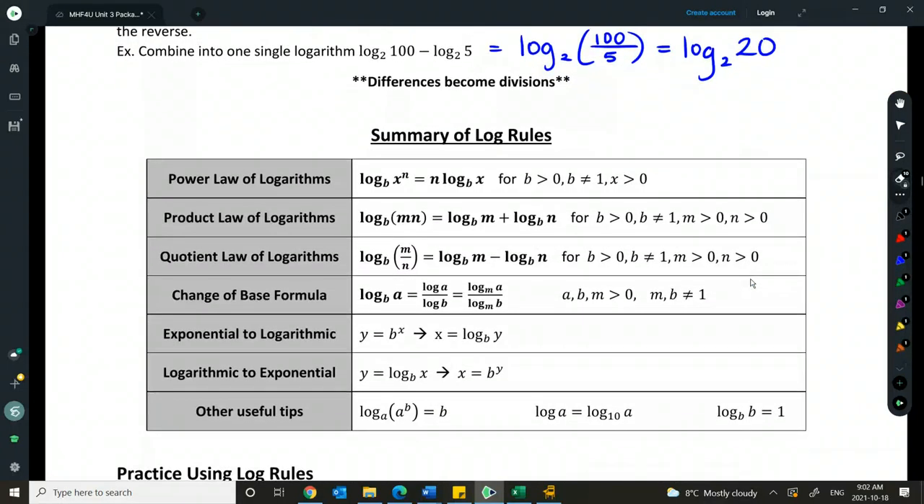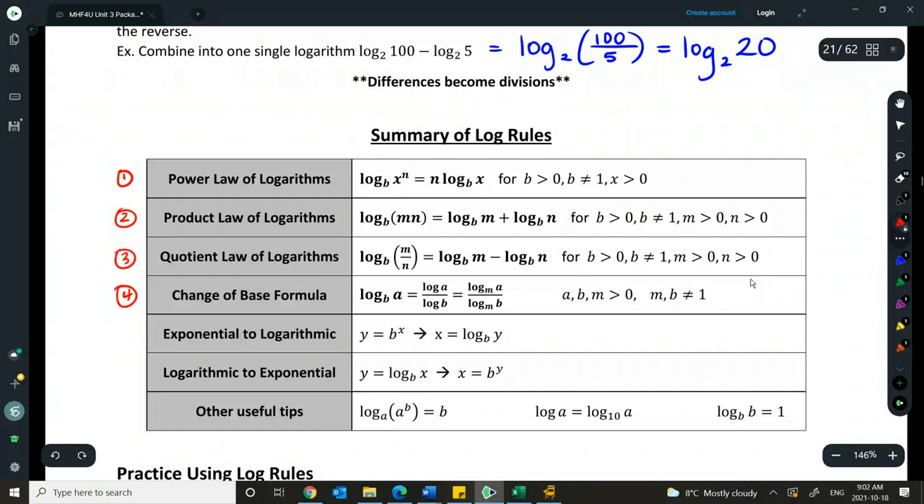All right, so here is kind of a summary of the four laws. So we have power law, product law, we have quotient law, and this is kind of like the fourth log rule, which is change of base formula. And then we've practiced in our first lesson switching from logarithmic form into exponential form, and exponential form into logarithmic form. So these are your kind of like shortcuts for switching between the forms.